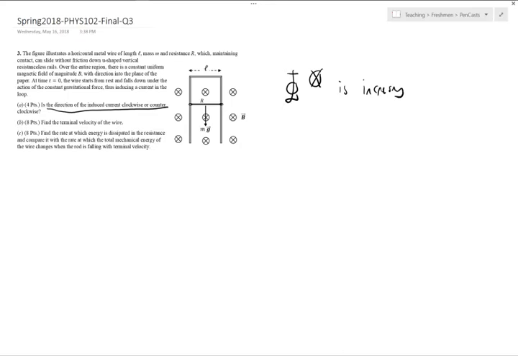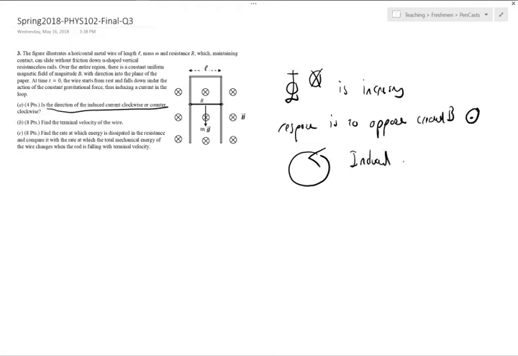I know Lenz's rule. Lenz's rule tells me that the response is to oppose the change. So if this is increasing, it will tend to decrease it, which means the created phi must be coming towards me. And what kind of current creates a magnetic field towards me? It's going to be counterclockwise. So the induced current is counterclockwise. That's part A.